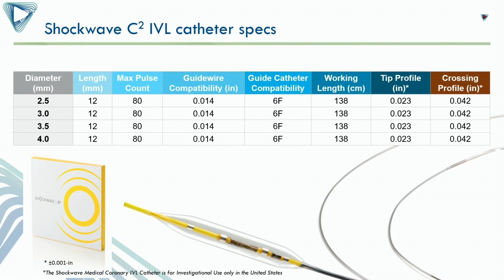Each balloon has a maximum possibility of emitting 80 impulses. And like I say, compatible with our standard wires and guiding catheters, this can be used either via the radial or femoral route, depending on your preference.